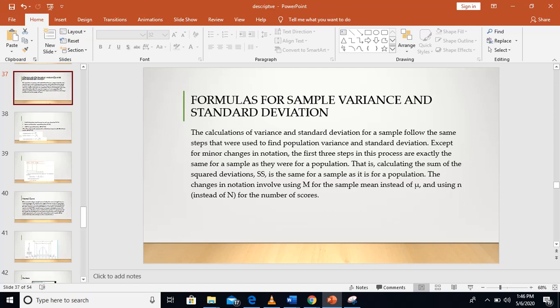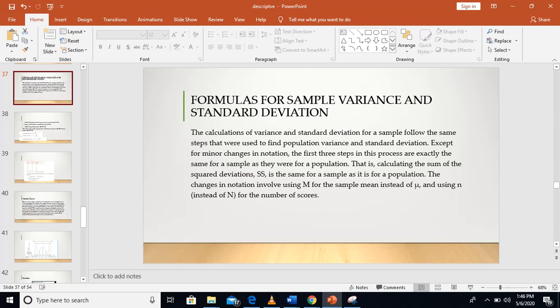Formulas for sample variance and standard deviation. The calculation of variance and standard deviation for a sample follows the same steps that were used to find population variance and standard deviation. Except for minor changes in notation, the first three steps in this process are exactly the same for a sample as they were for a population, that is, calculating the sum of the square deviation. SS is the same for a sample as it is for a population.